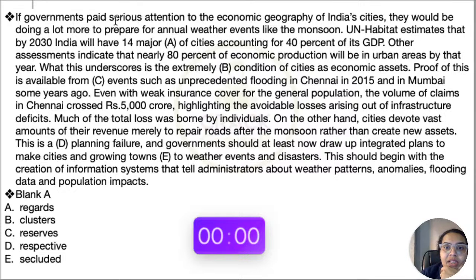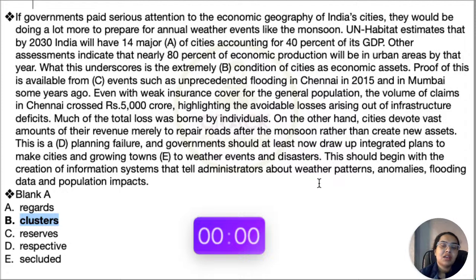So if they paid serious attention to the economic geography, they would be doing a lot more. अब कुछ नहीं पढ़ना है, रफ रीडिंग स्किमिंग करनी है. तो अगर अटेंशन दी होती तो और प्रिपेयर होते. And habitat estimates in 2030 India will have 14 major dash. 14 है तो we want something जो कि noun plural में हो plus major के साथ जाए. 14 major clusters of cities accounting for 40% of its GDP.